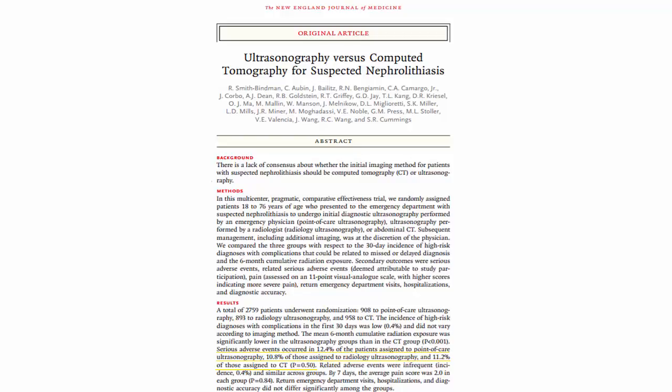They found that serious adverse events did not differ significantly between those in each group at 6 months, 11.2, 10.8, and 12.4% respectively. Additionally, diagnostic accuracy did not differ between the groups. So, point-of-care ultrasound is not only safe when compared to other modalities, but also diagnostically accurate, and something we should be doing in the department.